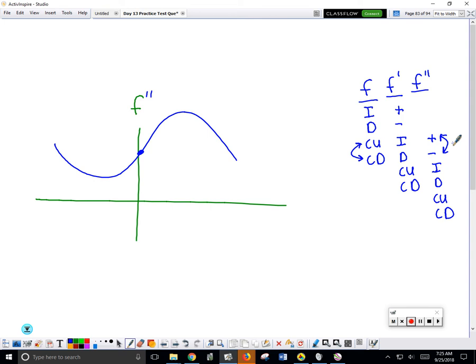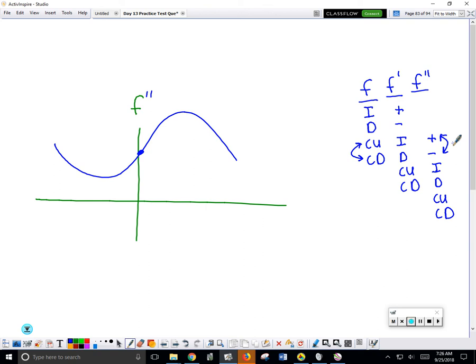Follow up on this one. John? So then if you were looking at say an F prime graph and you were trying to find out something about F, the point of inflection would be when the tangent slope is 0, because it goes from increasing to decreasing or vice versa.